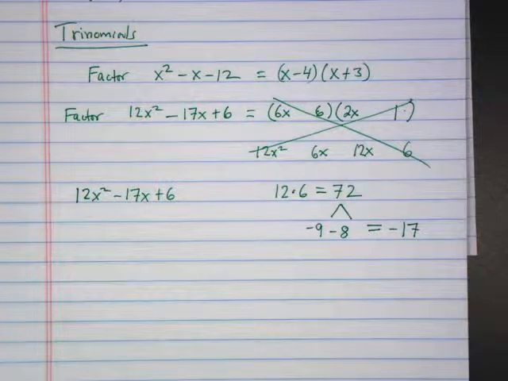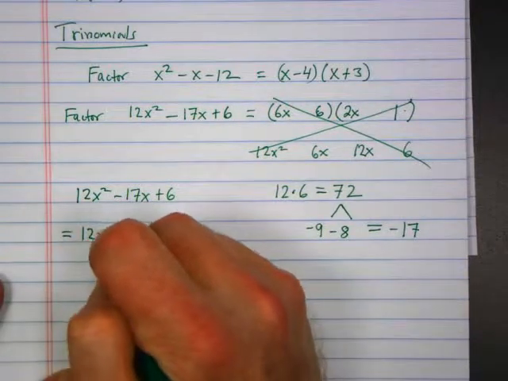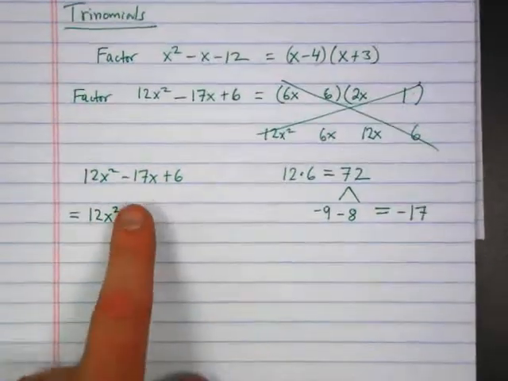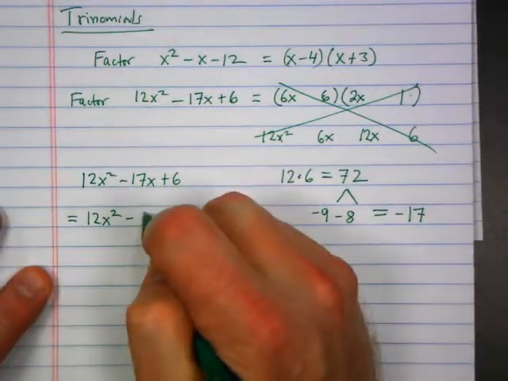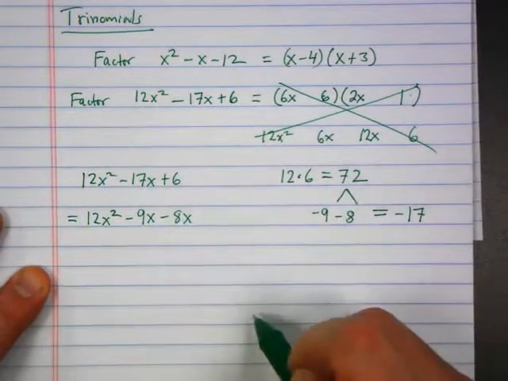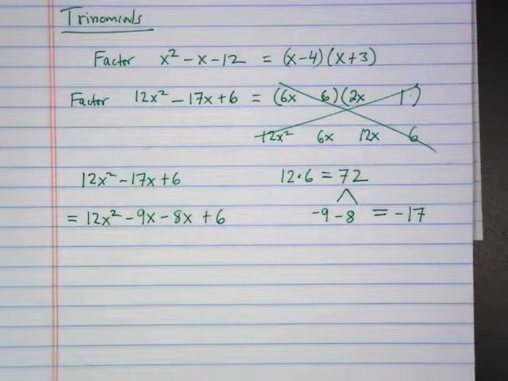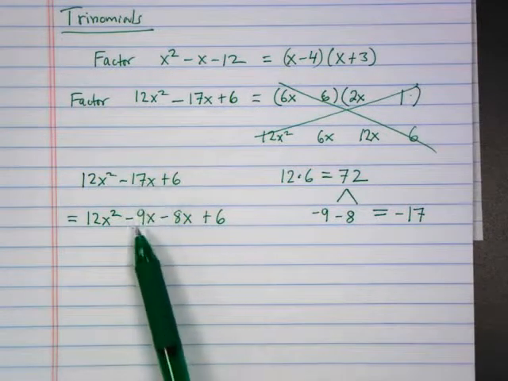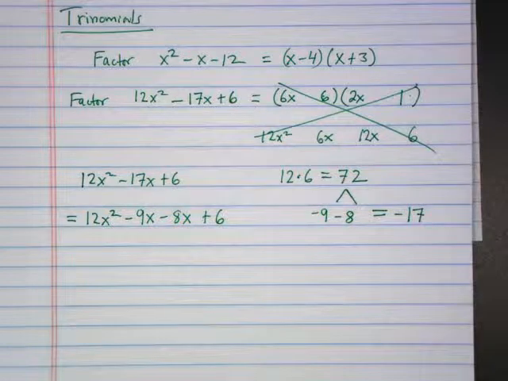Here's what we're going to do. We're going to go back to our original problem. We're going to write the 12x squared. I'm not going to write the negative 17x. Rather, I'm going to write minus 9x and then minus 8x. And then finally, I still have that plus 6 on the end. Are those the same? Did I change anything really? All I did is take the negative 17 and write it as minus 9 minus 8. Still negative 17, correct?